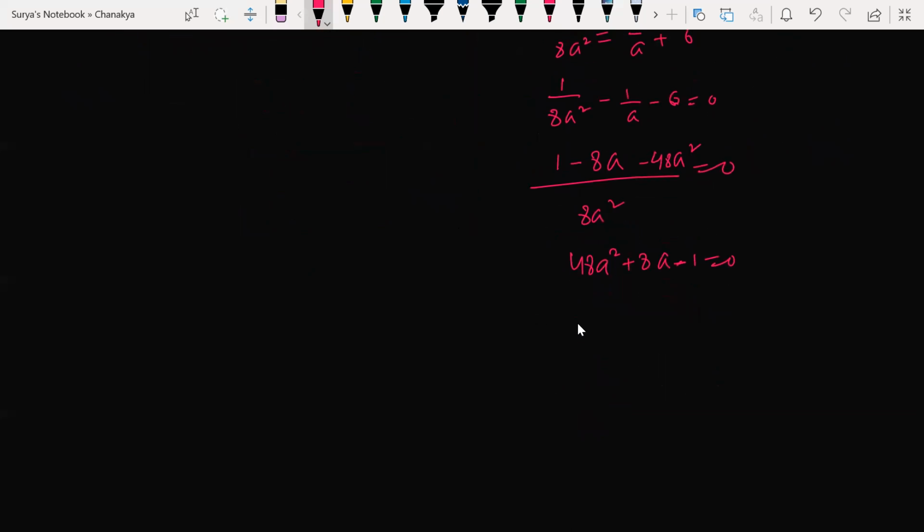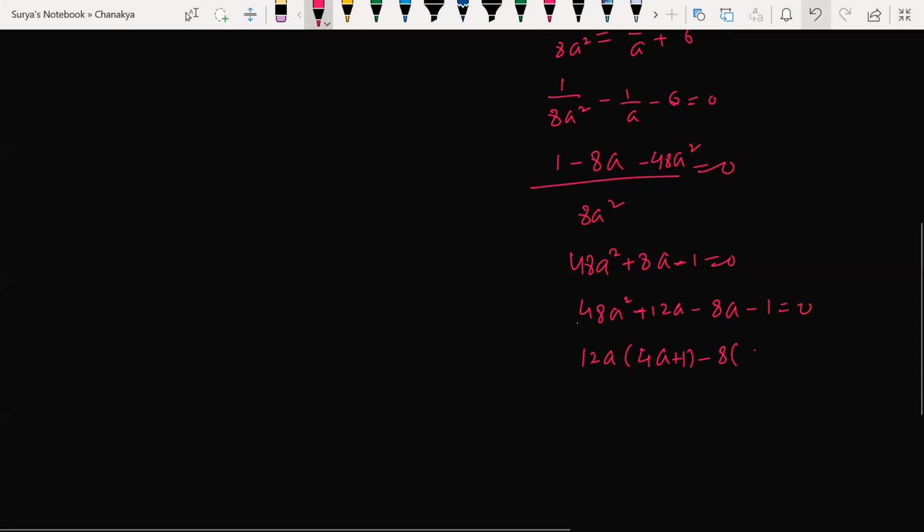Now tell me, how can I write this? What are the a values going to be? Factorization, after factorization, you get 48. Can I write it like plus 12a minus 8a minus 1 is equal to 0. So taking 12a common, so 4a plus 1, minus taking 1 common.